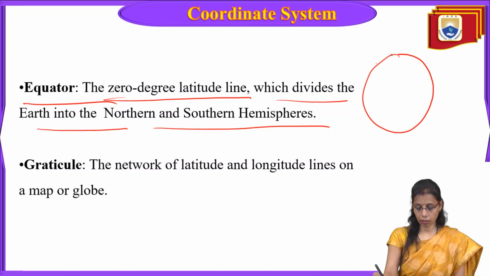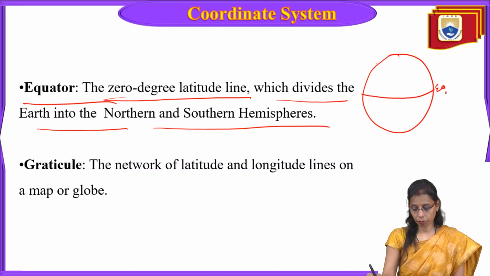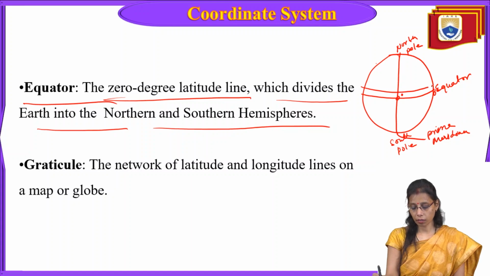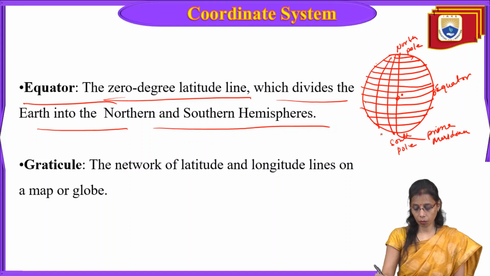Suppose this is your Earth, right? We have an equator here, and this is your prime meridian. Here you have 0 degrees. This is the North Pole, this is the South Pole. Now this is the 0 degrees latitude line, and this is how the lines are distributed and formed on the globe.